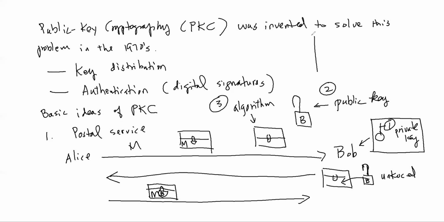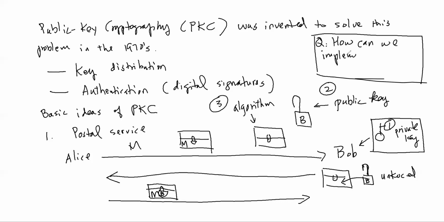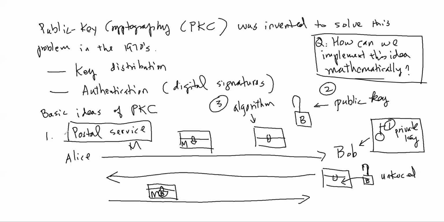So then our question is, how can we implement this idea mathematically? Right, so then we can write code to do it. So this is just an example using the postal office environment, but we need to do it digitally, right? So in order to do it digitally, we have to first make it mathematical. So the answer would be, we are going to talk about public key encryption.